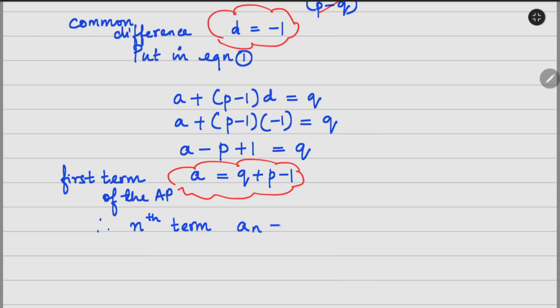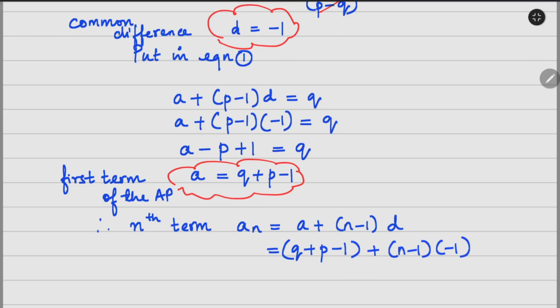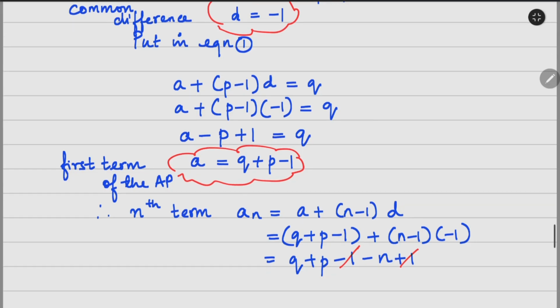a_n is equal to a plus n minus 1 into d. So a is nothing but q plus p minus 1, plus n minus 1 into d, which is minus 1. So let's solve it. Open the bracket. So you have q plus p minus 1 minus n plus 1. Now minus 1 plus 1 gets cancelled. What remains is just q plus p minus n, or p plus q minus n.